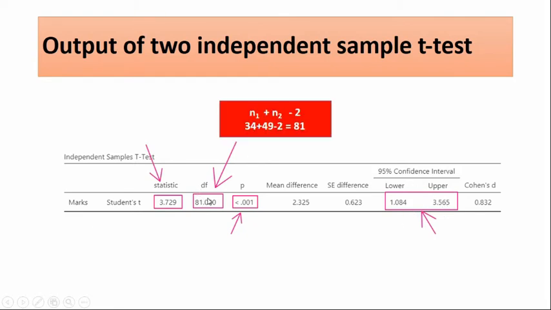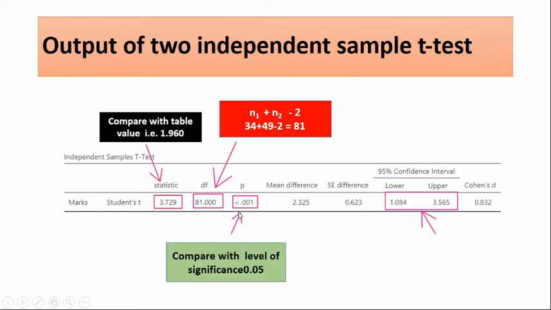Degree of freedom can be calculated for two independent samples t-tests. The formula for degree of freedom is n1 plus n2 minus 2. n1 is 34, n2 is 49, minus 2. Degree of freedom is 81. We will compare this value with the table value. You can check the table value given in the appendix of your books or on the internet also. Table value is 1.960. If the calculated value is greater than the table value, our null hypothesis is rejected.